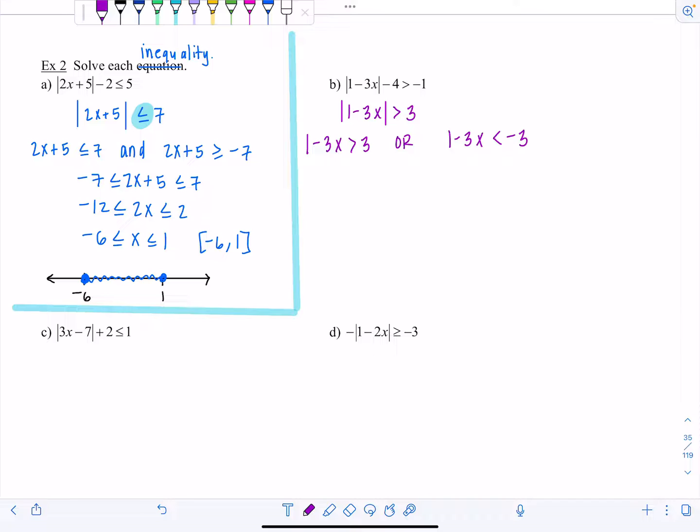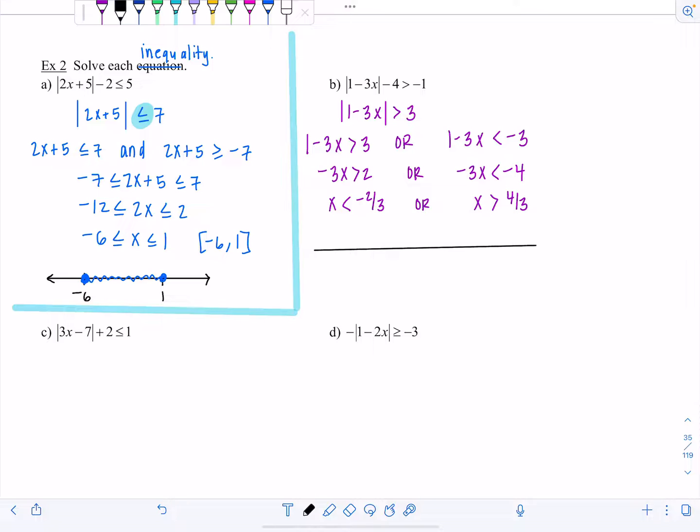All right, now let's solve each of these. So negative 3x greater than 2. Be careful here. I'm dividing by negative 3, so I have to flip the direction of the inequality. Or negative 3x is less than negative 4, so x is greater than 4/3. So these are our two solutions, or no, they're not two solutions. It's just both parts of the solution.